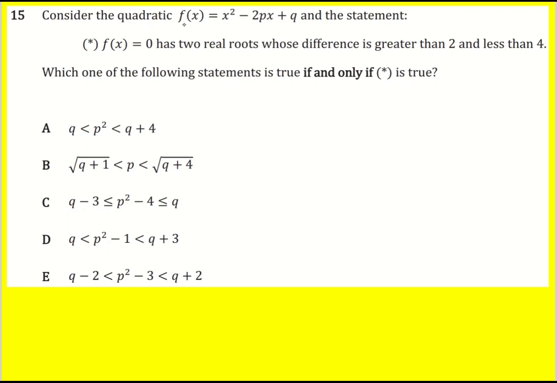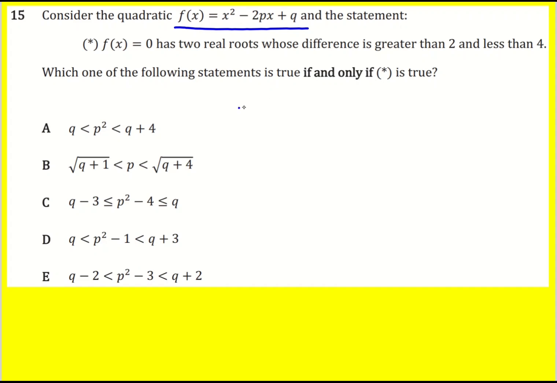Really enjoyed this question. We've got a quadratic, f of x as shown, and then a statement saying f of x equals 0 has two real roots whose difference is greater than 2 and less than 4. And we're asked which of the following statements is true if and only if this earlier statement is true. Well, let's first of all solve f of x equals 0.